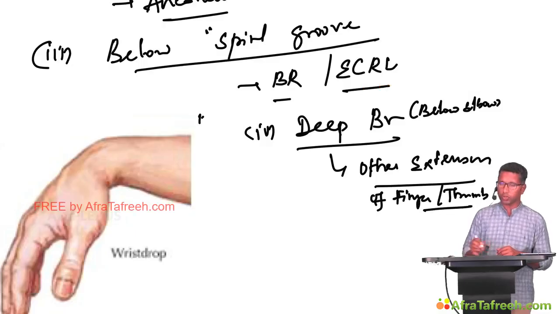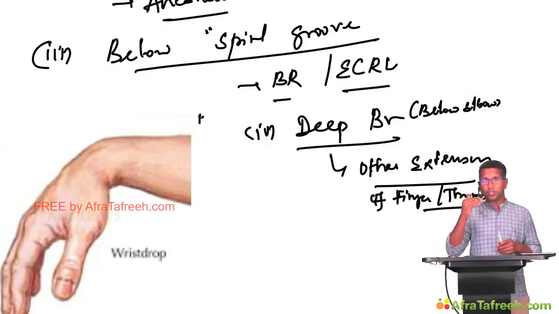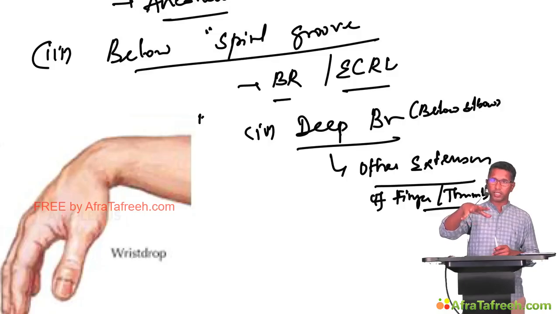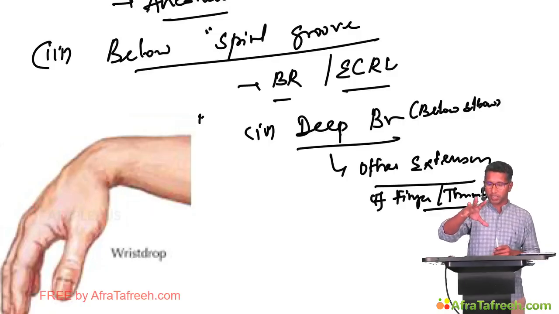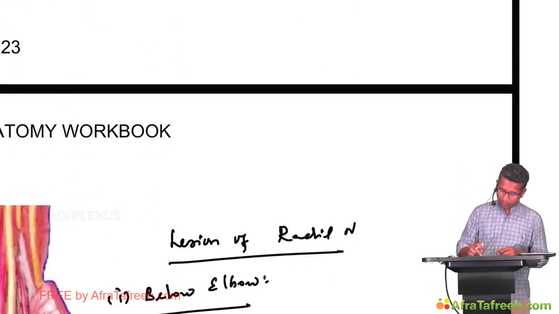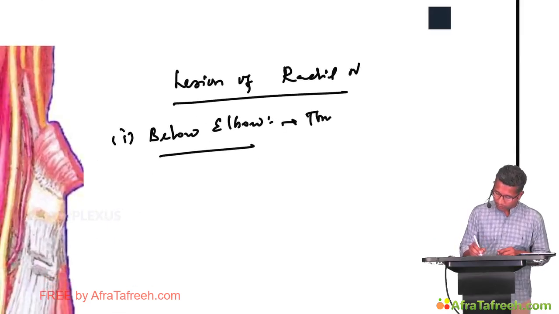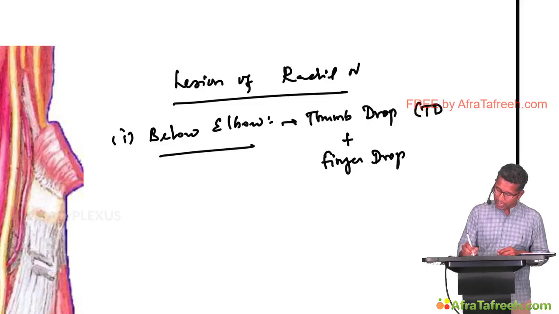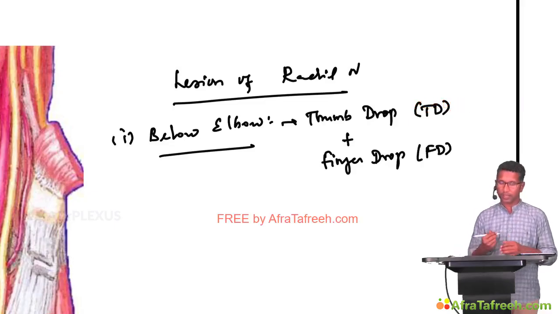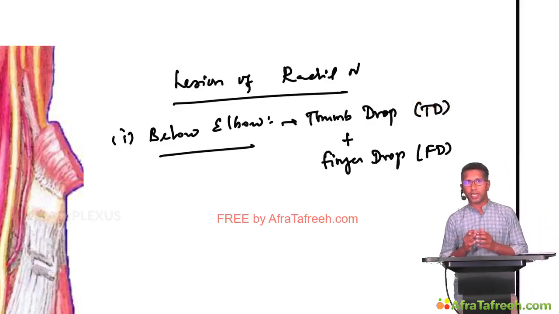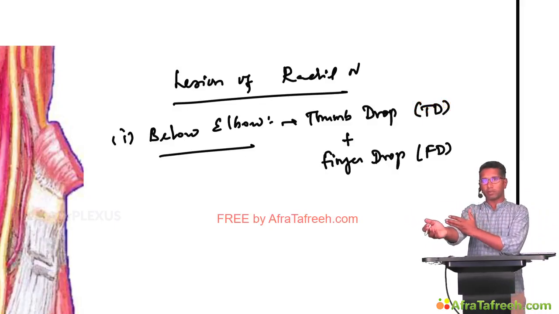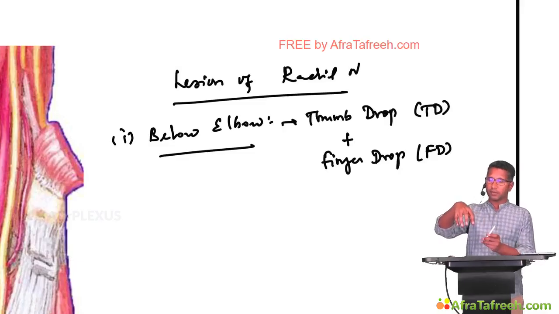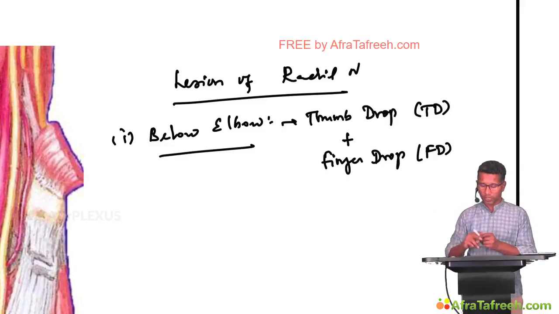So what the patient will not be able to do when the nerve is injured below the level of elbow: the patient will not be able to do extension of the fingers and the thumb. It results in thumb drop plus finger drop. I will just put it as TD and FD so that you can easily write in the other lesions. So when there is a lesion of the radial nerve below the level of the elbow, the patient will have difficulty in extension of the thumb and the fingers. So there will be thumb drop and finger drop.